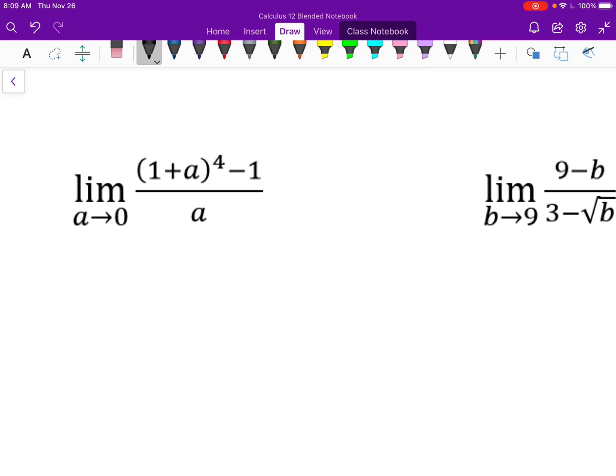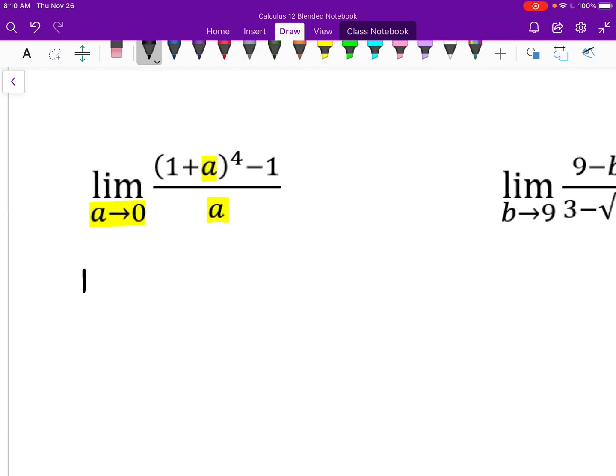So what's the limit as a approaches 0 of this? Okay, I don't know. I don't have a graph. And not only that, if I just look at this function, (1 plus a) to the power 4 take away 1, over a, it's too complex to kind of be able to visualize immediately. So how can I answer this? Well, this idea of using substitution is to pick a number that's really close to 0 but not actually 0.